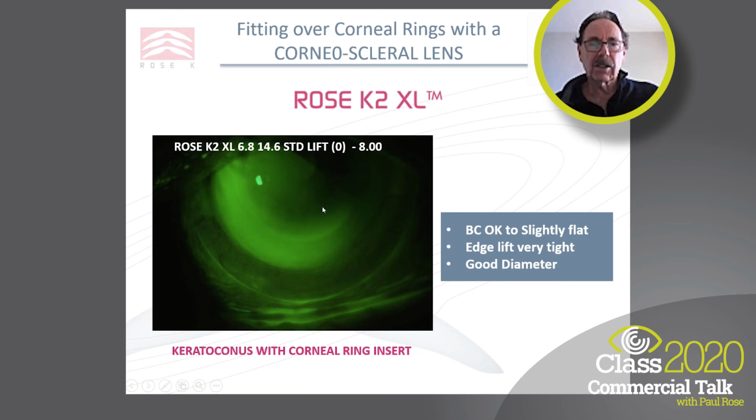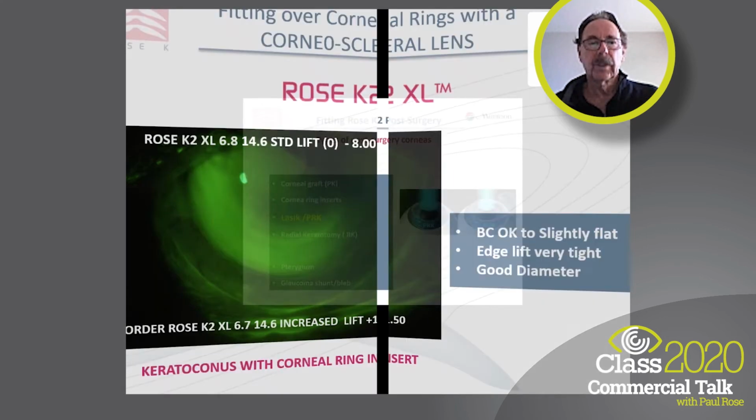Again here, slightly flat on the base curve, but the biggest problem here is that the edge lift is too tight. That lens is probably going to bind. We're not going to get tear exchange underneath that lens. So my ordered lens would be a little bit steeper, and I would increase the lift by plus 1.5 to maximize that tear exchange.